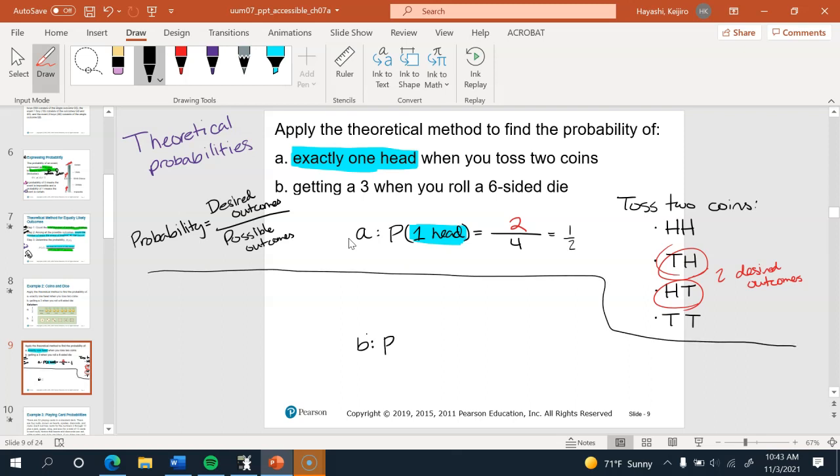Now, the probability of getting a 3 when you roll a 6-sided die. So the probability of rolling a 3, right? Just rolling a 6-sided die and 3 is the face that comes up on top. Now on a 6-sided die, I'm not going to draw those again, it can come up with one of 6 numbers, 1 through 6. So there are 6 possible outcomes.